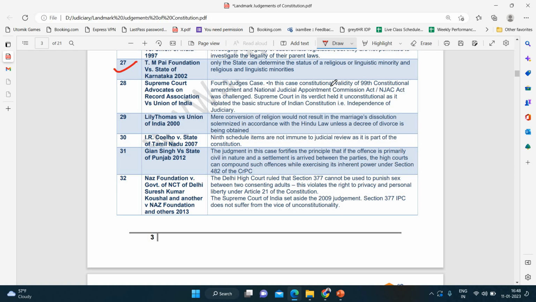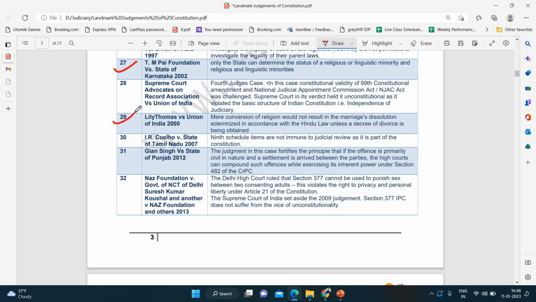In this case, constitutional validity of the 99th Constitutional Amendment and National Judicial Appointments Commission Act was challenged. Supreme Court in its verdict held it unconstitutional as it violated the basic structure of the Indian Constitution, that is independence of judiciary.